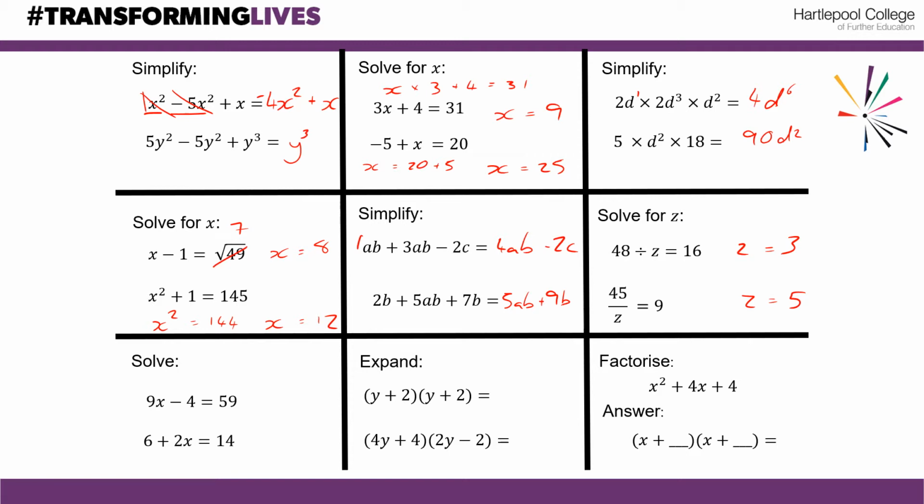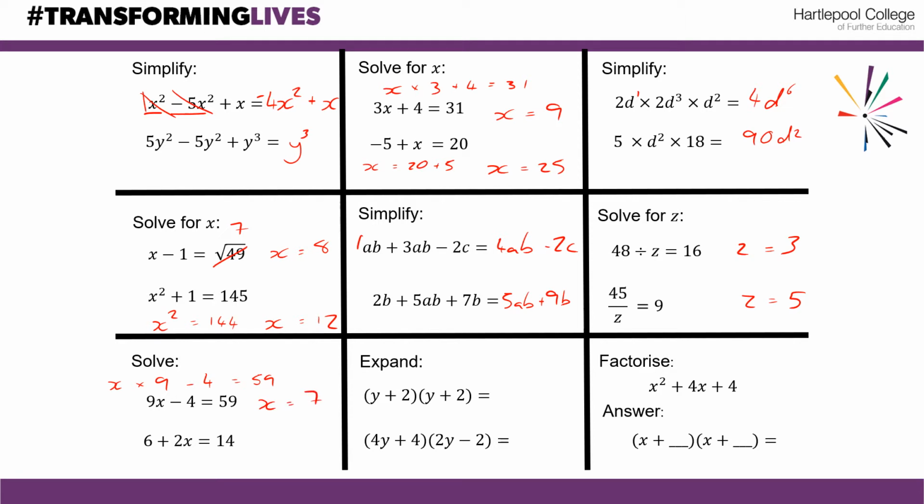Some more two-step equations. So we've got 9x minus 4 equals 59. So again, remember that's whatever x is. I'm going to multiply that by 9, take away 4, and my answer must be 59. So if I treat it again as a number machine and work backwards, start with a 59, do the opposite. Add on the 4 gets me 63. 63 divided by 9 is 7. So that one, x must equal 7.